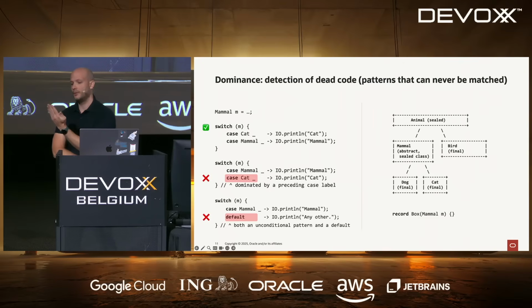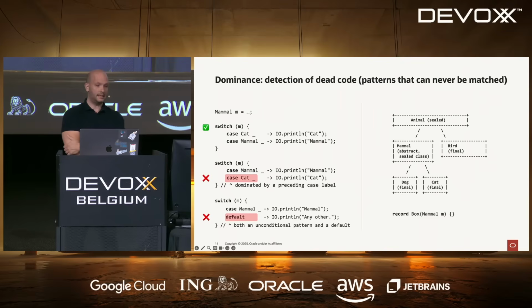So I will read the switch, and all cases, if the switch compiles, are necessary, so they can capture something. So the first switch here matches a cat and then all mammals. So no case is covered by another one. And in the second case, we see that all cats are mammal. So this is a dead case. It can never be matched. So the compiler will say error, dominated by a preceding case label.